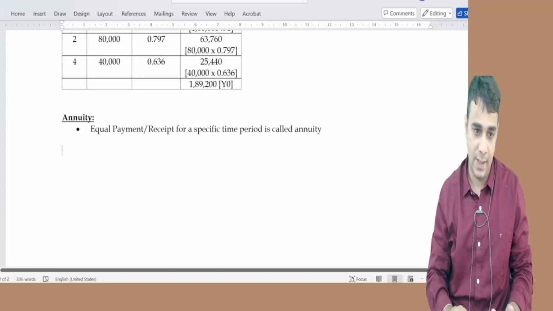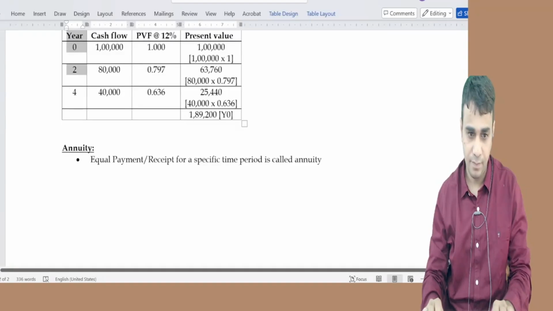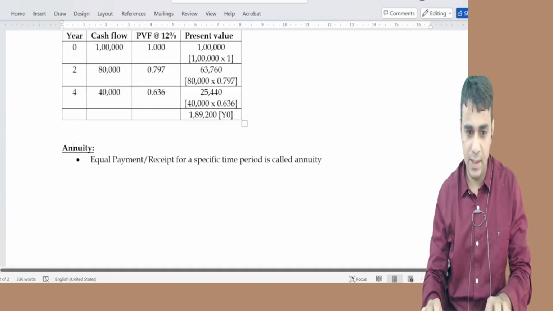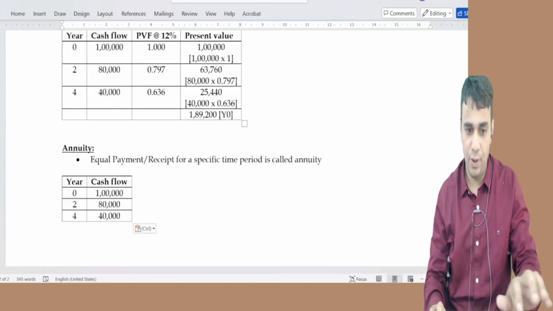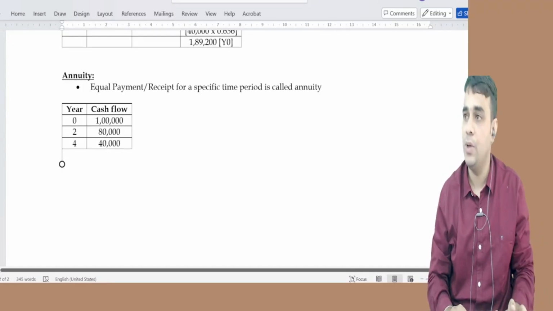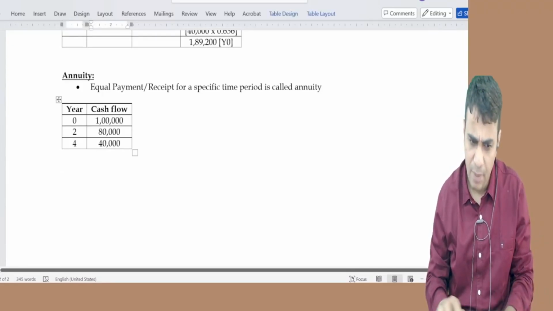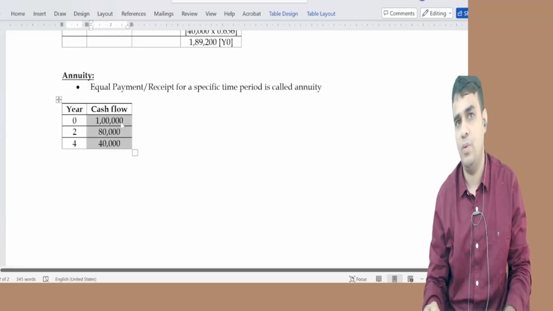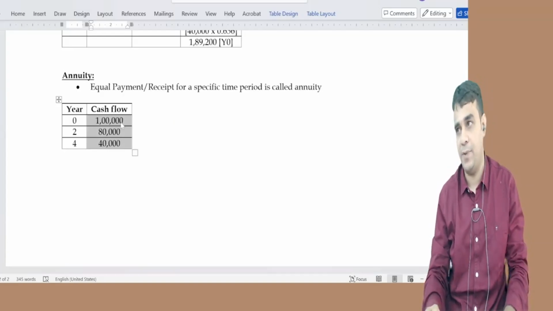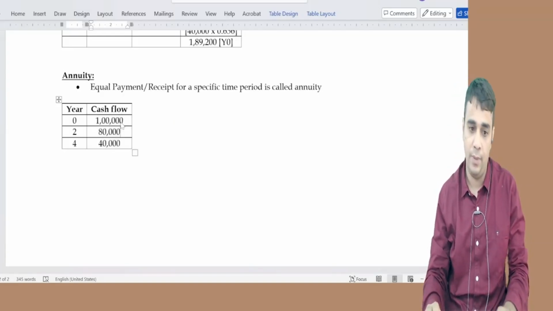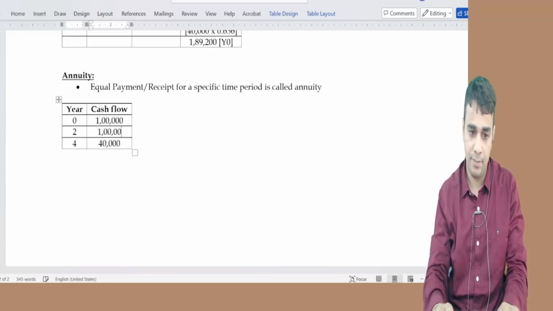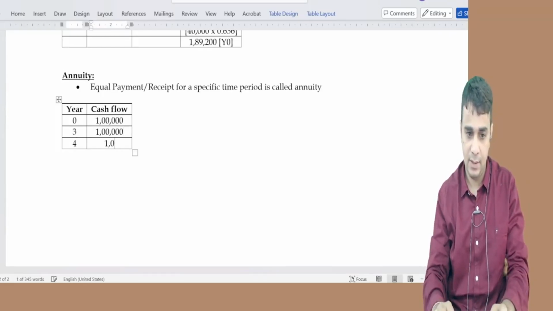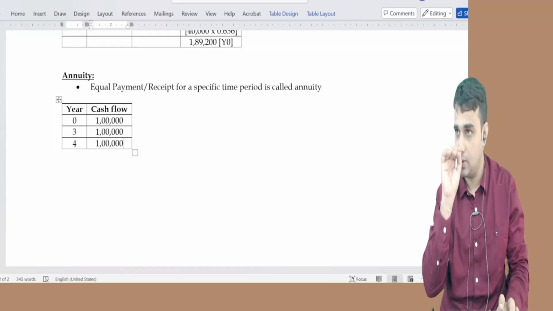What is this? Let's understand. We wrote this year cash flow. We wrote year 0, year 2, year 4. Is it the same amount every year? No. Unless you have a same amount, it's not an annuity. First rule: same amount. Okay, this is 1 lakh. This is year 3. This is also 1 lakh. This is also 1 lakh.